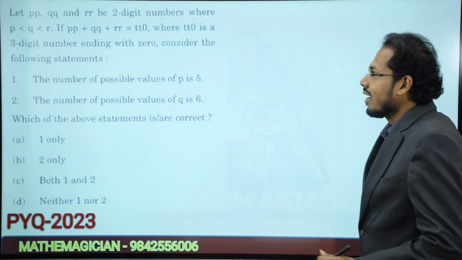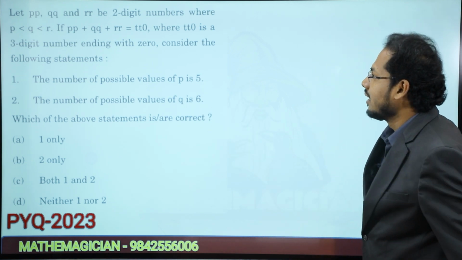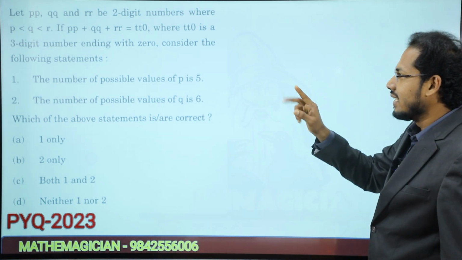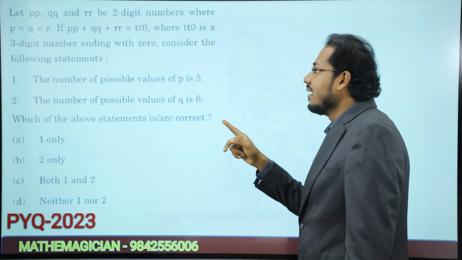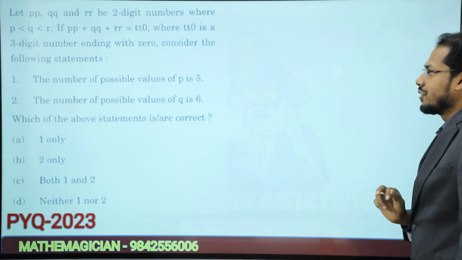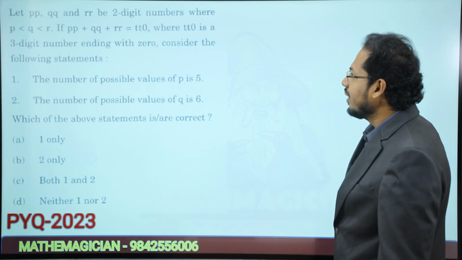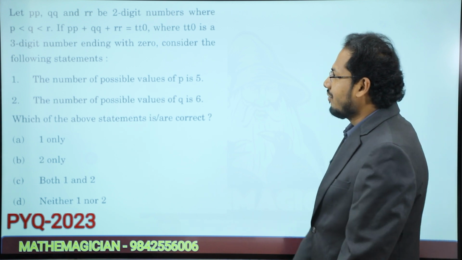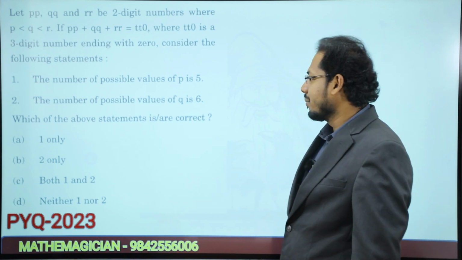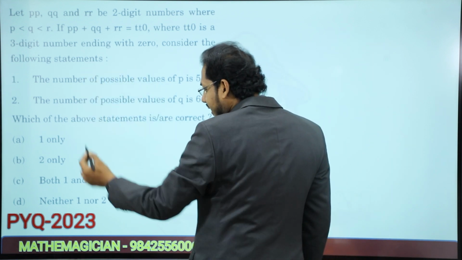Look at the next one. Let PP, QQ and RR be 2-digit numbers where P is less than Q and less than R. If PP plus QQ plus RR is equal to TT0, where TT0 is a 3-digit number ending with 0, consider the following statements. Okay, following statements are given. First thing, the numbers are same.